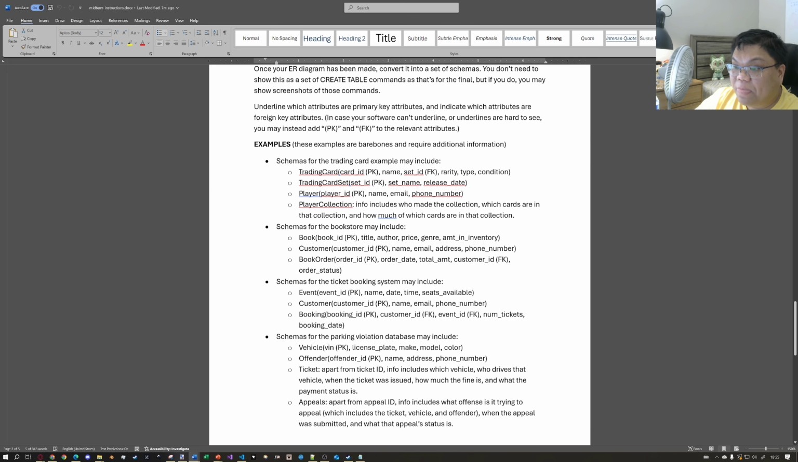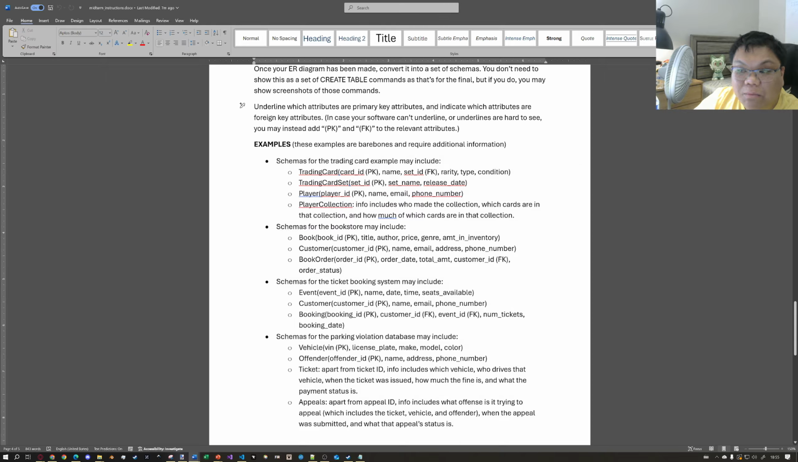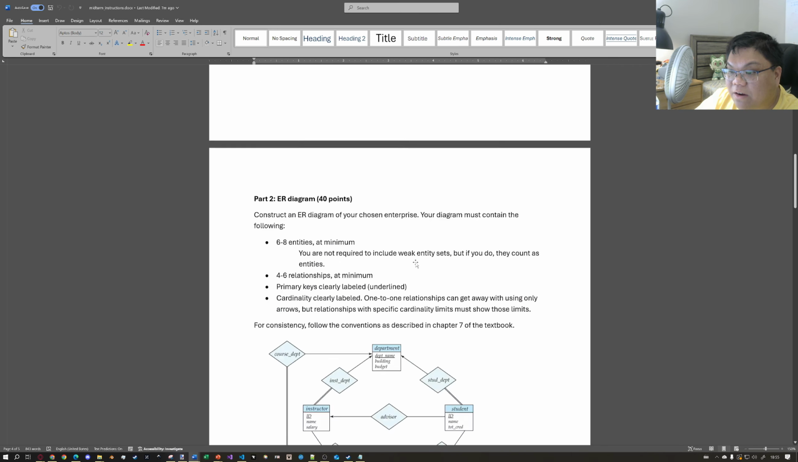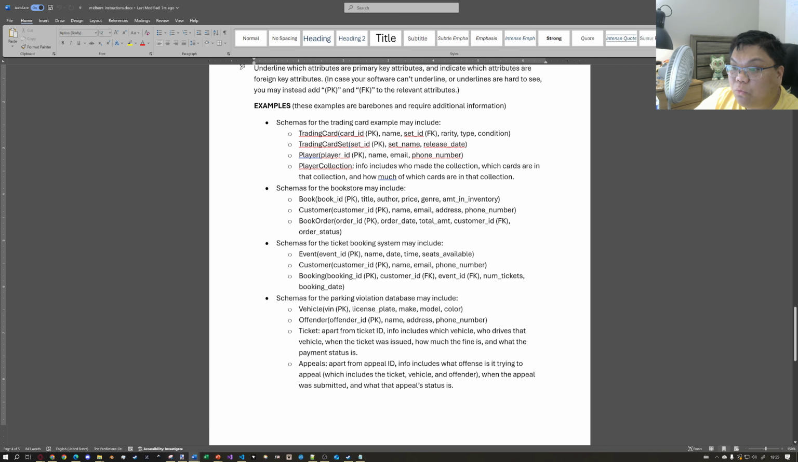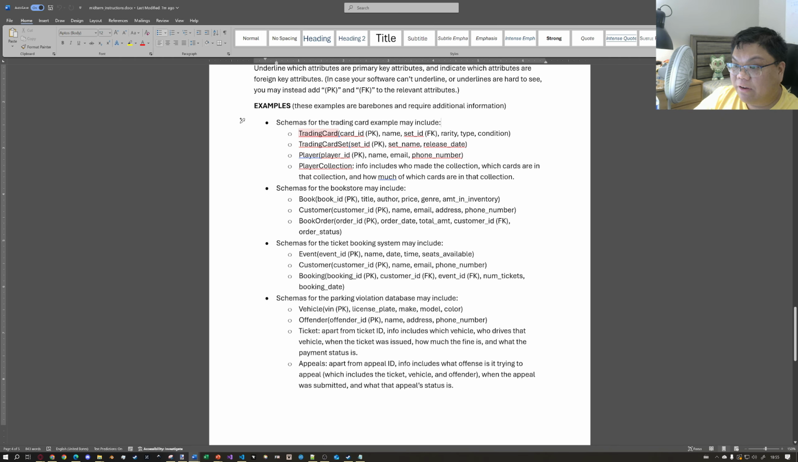So the schemas, I've also added a few example schemas, but you're gonna need way more than these. These are example schemas for the 5 examples that I gave up here, but you are going to need way more than these. So these are just the quick trading card set, and player, but I did not write it the same way for player collection. I described what attributes you would need to include, but not what they should be explicitly.